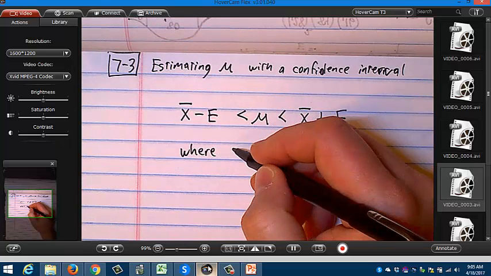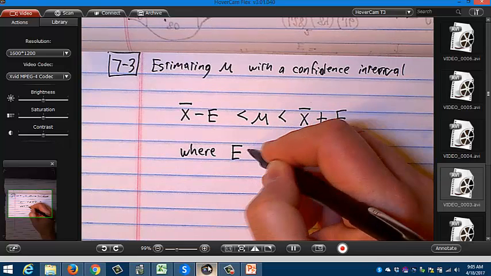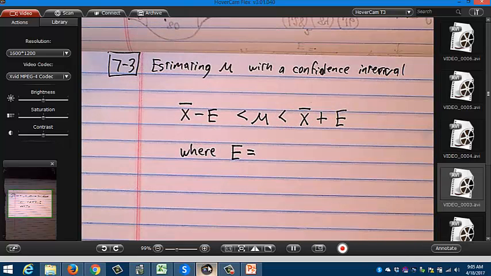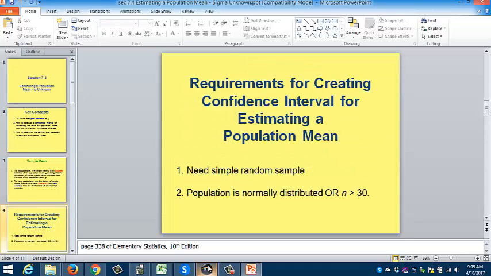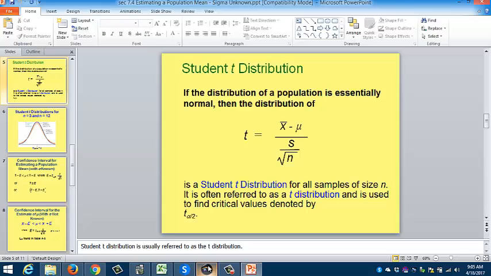Now, here's the big difference. The margin of error has a different formula when you're estimating a mean than it does for a proportion. So you can't write down z alpha over 2 here anymore. The big difference, these are points I'll make in a second. We're going to use something called the student t distribution. We've seen this before. Okay?